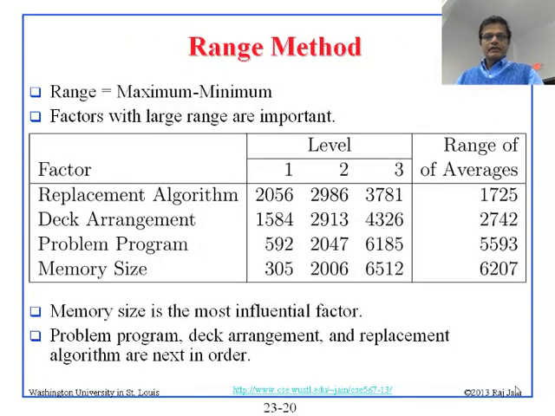All right. The last one is the range method. In the range method, you just find out the minimum and the maximum. So in the analysis that we just did for the case study, where we did the log and everything else, before taking the log, these are the numbers. What we have here is the range. When the replacement algorithm is at level 1, the range is 2056. Range means maximum minus minimum.